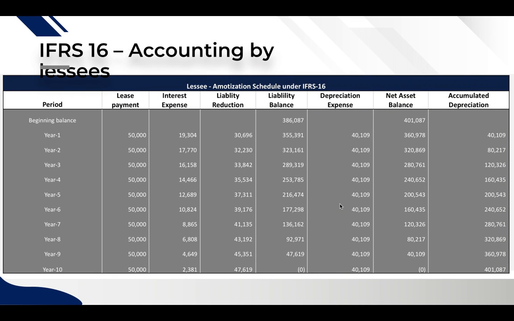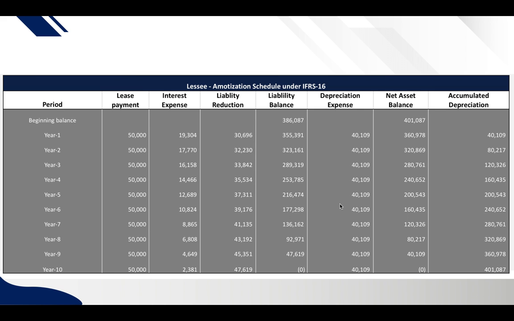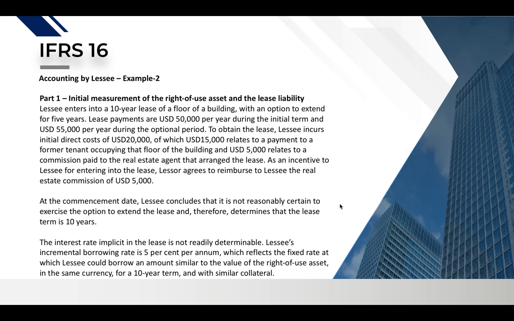So here's how the amortization schedule for the above case looks. The beginning balance of the liability is 386,087, which is the present value of $50,000 paid per annum for the period of 10 years, discounted at the rate of 5%, which is the incremental borrowing rate.